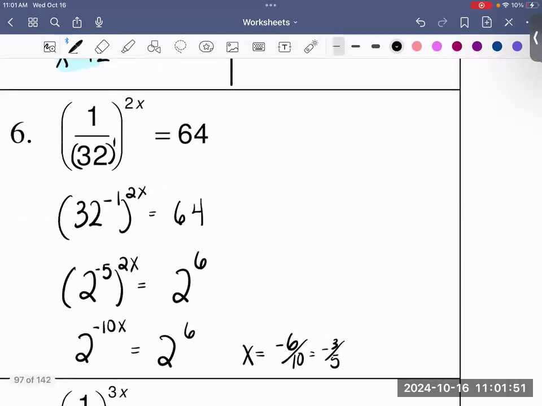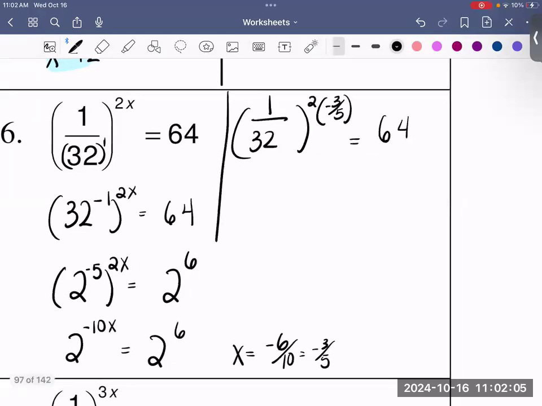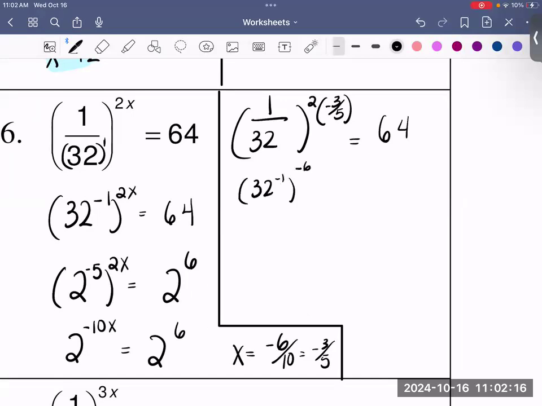So this is a nice one, as good as the exercise goes. So let's go ahead and check. We have 1 over 32 raised to the 2 times negative 3 over 5 is equal to 64. So again, we're trying to check your response. So we really have 32 to the negative 1, times now negative 6 over 5 is equal to 64. So putting this back into the same base, we have 2 to the negative 5 times negative 6 over 5 is equal to 2 to the 6th power.